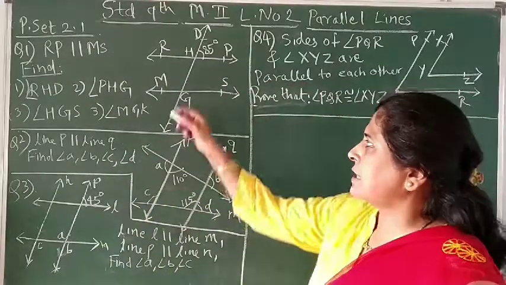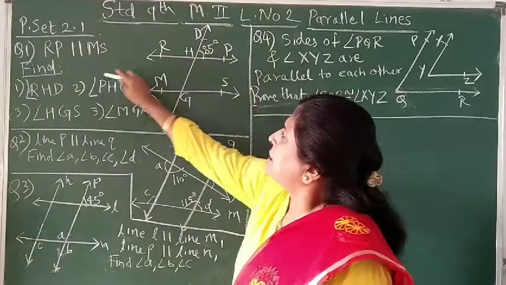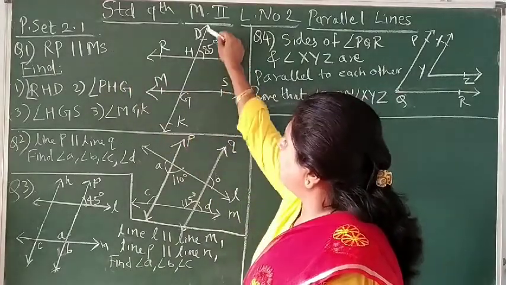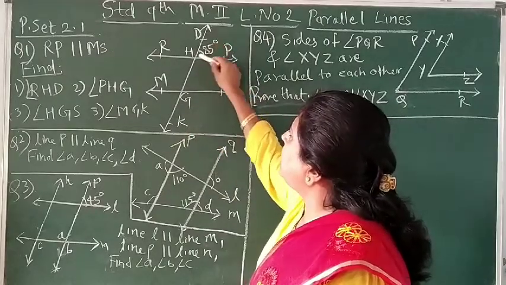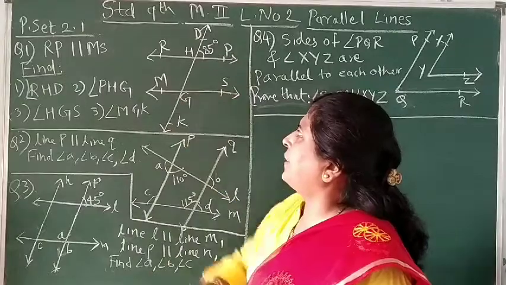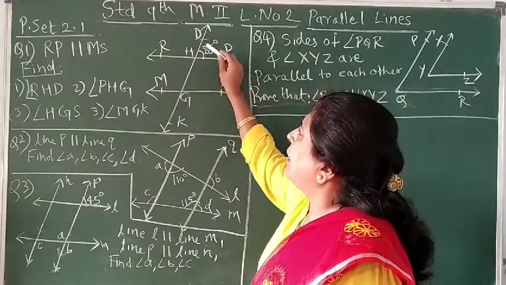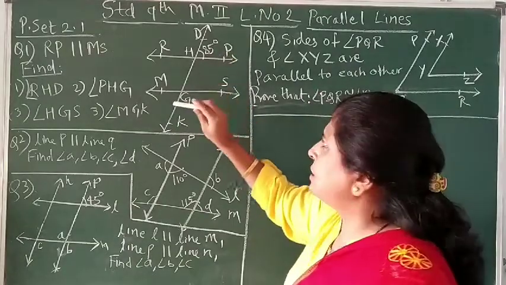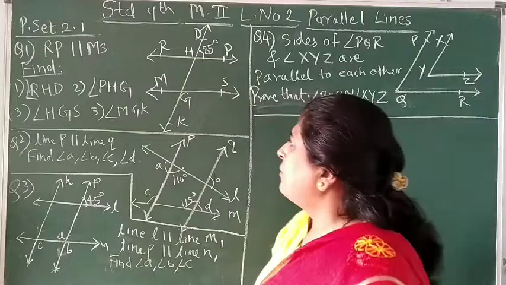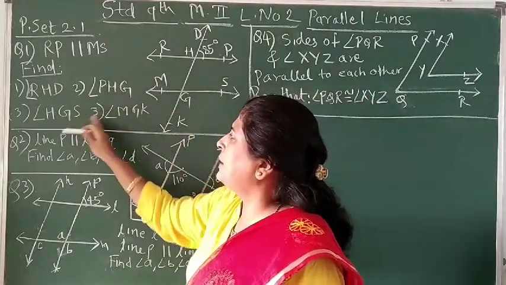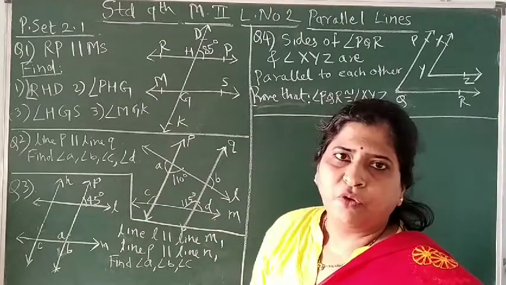Okay. Now let's start with question number 1, where it is given that line RP is parallel to line MS, and you can see line DK is the transversal, and angle DHP is given as 85 degrees. When a transversal intersects two parallel lines and one of the angles is given to us, we can find the rest of all these angles. But here we do not want to find all these angles. We have to find only 4 angles. This question can come for 2 marks.